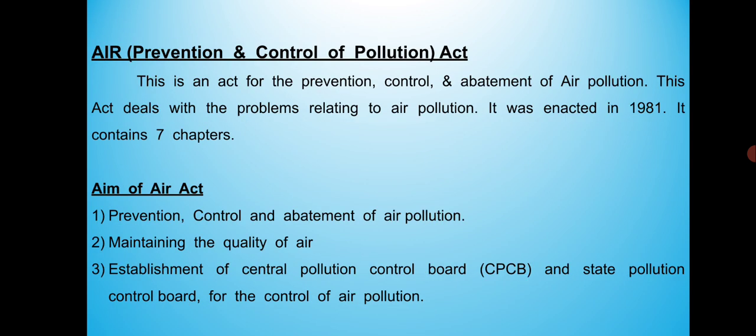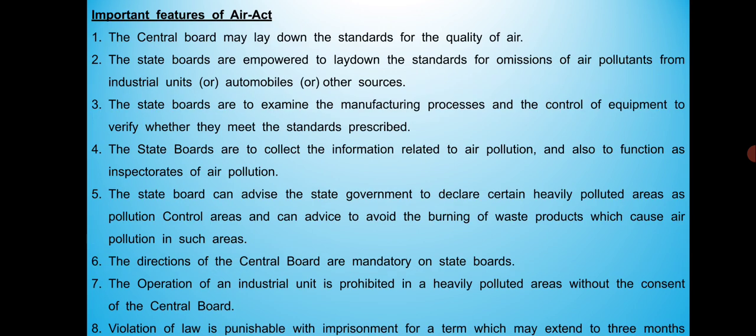Next one is the Air Prevention and Control of Pollution Act. This is an act for the prevention, control and abatement of air pollution. This act deals with the problems relating to air pollution. It was enacted in 1981. It contains 7 chapters. Aim of the Air Act: prevention, control and abatement of air pollution, maintaining the quality of air, and establishment of the Central Pollution Control Board and State Pollution Control Boards for the control of air pollution.